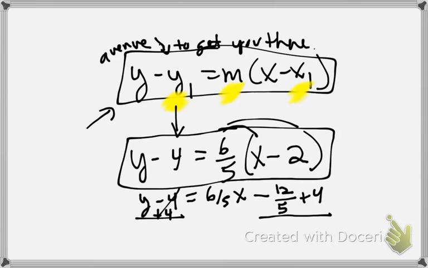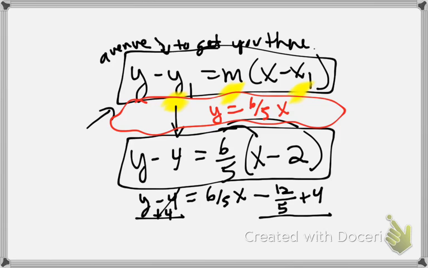Oops. I must have written the wrong thing. Yeah, negative 12/5 plus 4. Yeah, 8/5. And like I said, you can type that out or think about it however you like, but 8/5. So then, I'll put this in another color. So then final answer for y equals mx plus b form is that y equals 6/5 x plus 8/5.